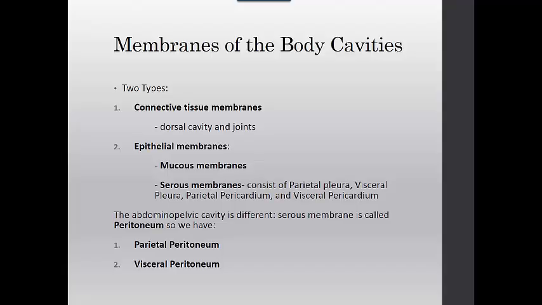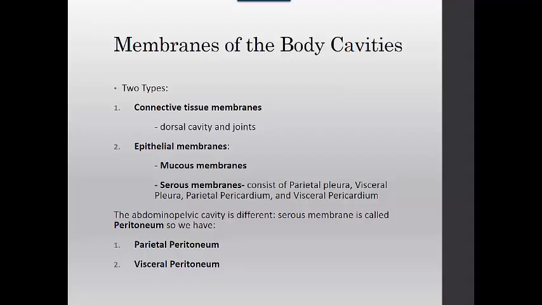Membranes of the body cavities: these are thin sheets of tissue that line the cavities and cover the organs in the cavities and line the cavities of hollow organs. There are two types. First type is connective tissue membranes. These are membranes of the dorsal cavity and the joints. They cover the brain and the spinal cord and are called meninges. Then there are connective tissue membranes in the joint cavities, which are called synovial membranes.